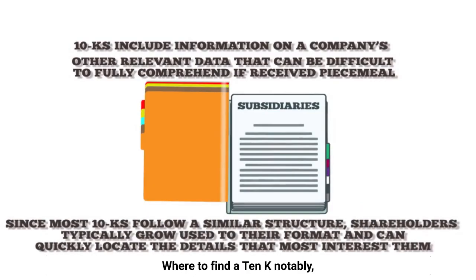Where to find a 10-K? Notably, 10-K filings are public information and readily available through a number of sources. In fact, the vast majority of companies include them in the investor relations section of their website. The information included in a 10-K can be difficult to move through, but the more familiar investors become with the layout and the type of information included, it will likely become easier to identify the most important details.